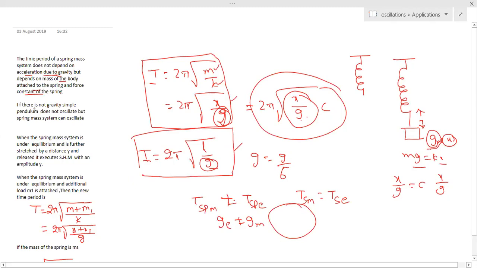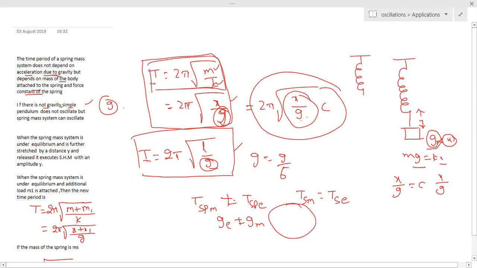Next, that is the application of this. If there is no gravity, a simple pendulum does not oscillate, but a spring mass system can oscillate. So this is another application. Time period is independent of g. No gravity means no g, but still the spring mass system will vibrate, because there is no g term in the time period of the spring mass system.